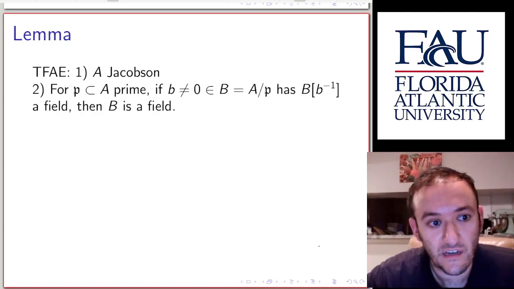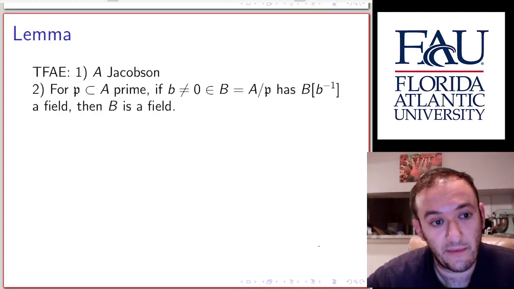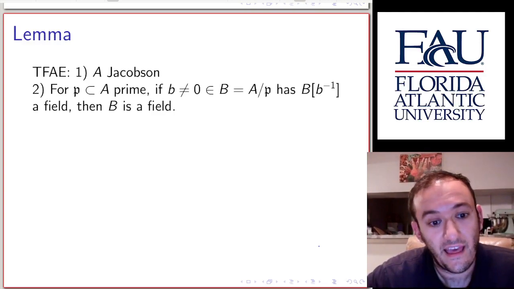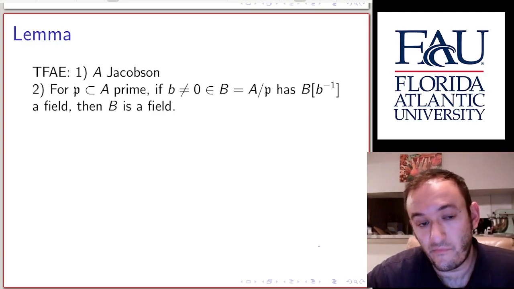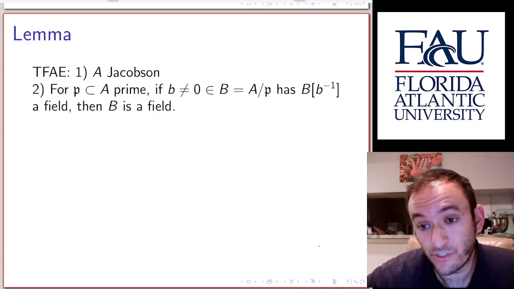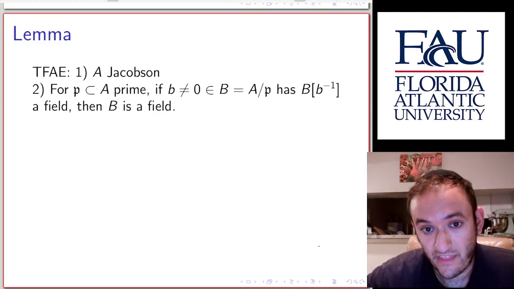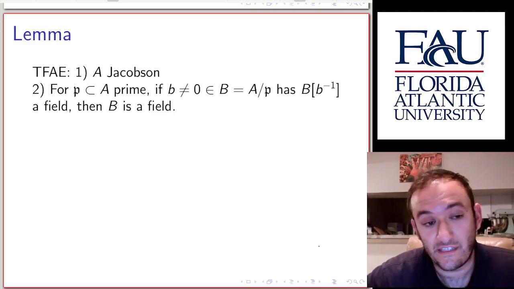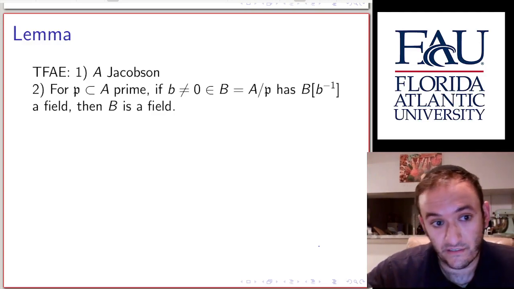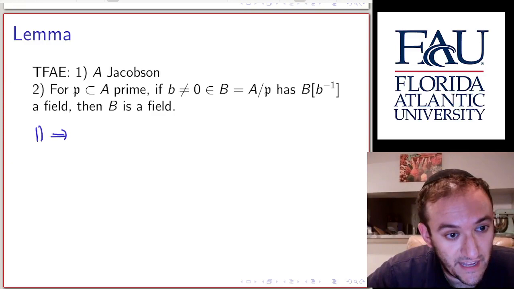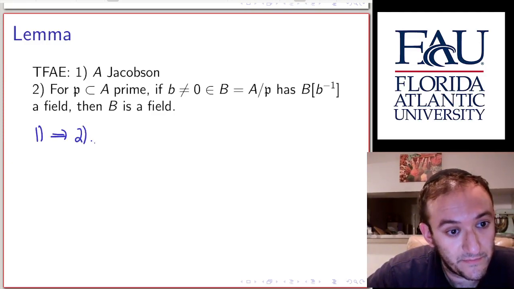Okay, let's start by proving a quick technical lemma. The following are equivalent. First, A is Jacobson, and second, for any prime ideal P in A, if b is a non-zero element in the quotient ring A mod P, and it has the property that A mod P adjoin b inverse is a field, then A mod P is a field. So let's show first of all that the first condition, that A is Jacobson, implies the second.